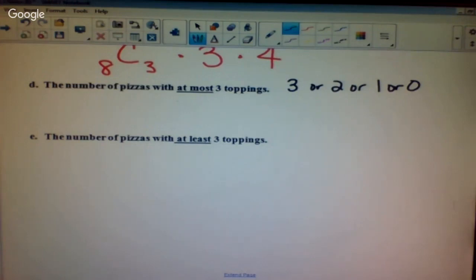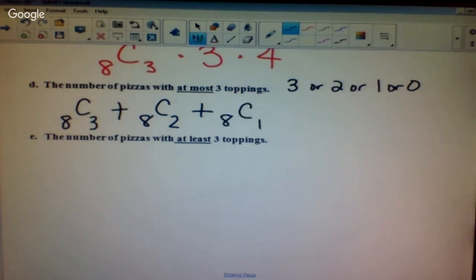How do I say exactly 3 toppings? 8C3. Or tells me to do what? Add. How do I write exactly 2 toppings? 8C2. Or 8C1 or 8C0. So at most means I can have 3, 2, 1, or 0. So I need to do each one of those individual scenarios and add them all together. If we left out 8C0, we still get the same answer? No.